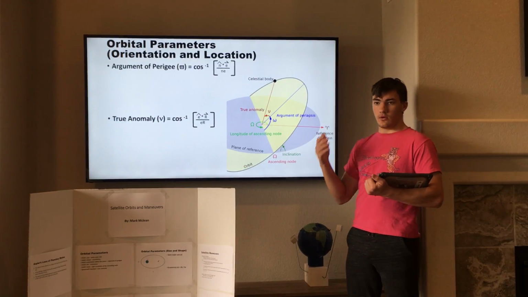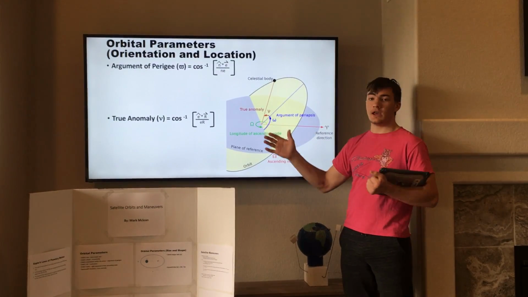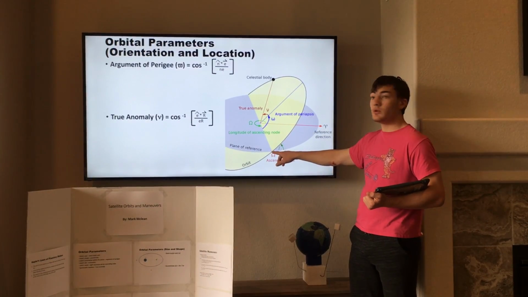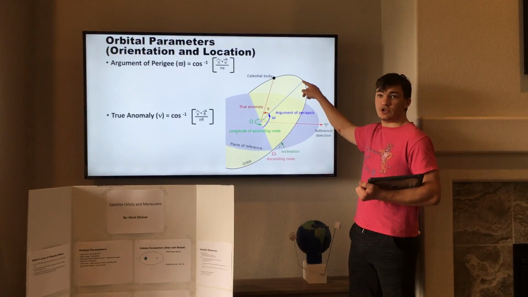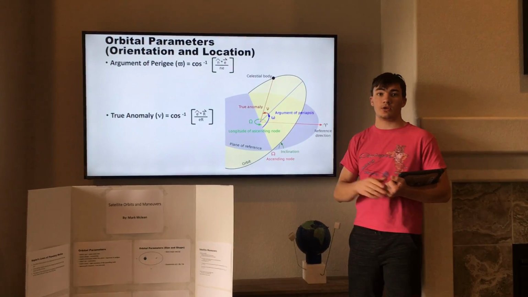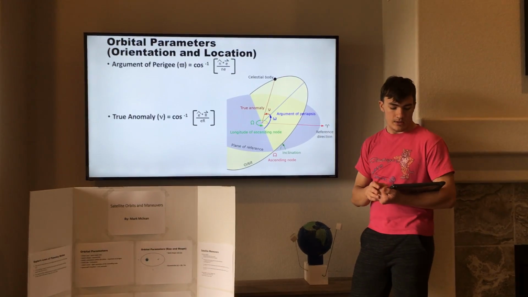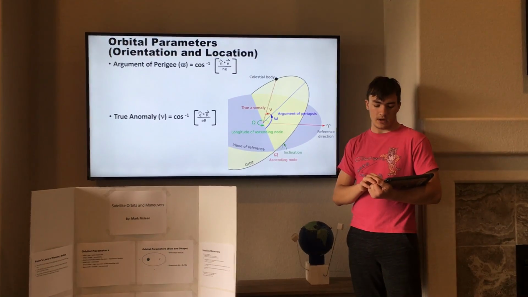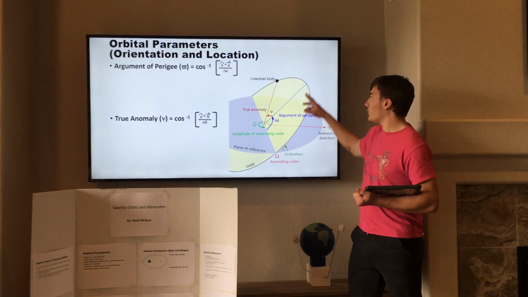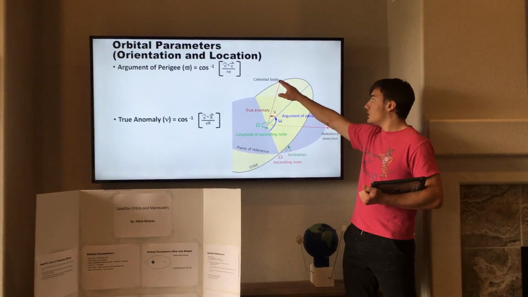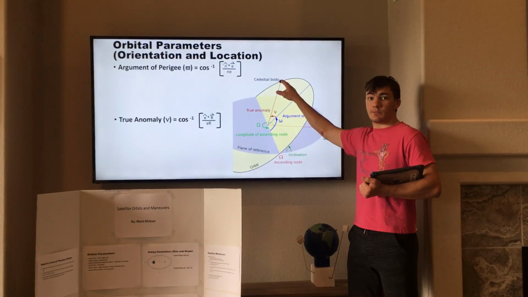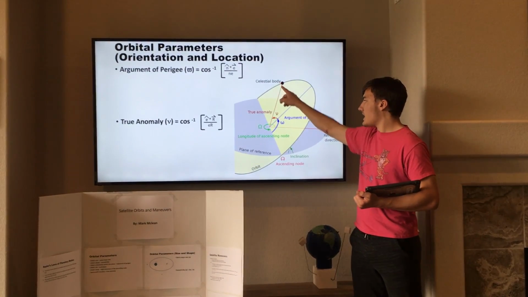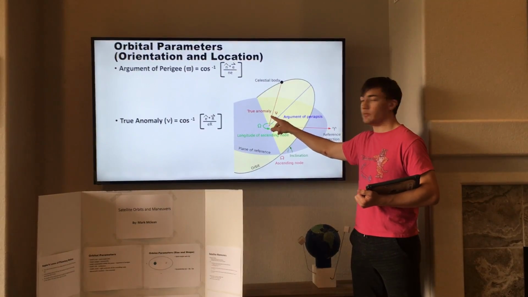The orbit's orientation is the argument of perigee, which is the angle from the ascending node to the perigee, which is the closest point to Earth in the orbit. The satellite's location in the orbit is the true anomaly, which is the angle from perigee to the satellite. In order to find that, you take the vector from perigee and the vector from the satellite, and it is the angle between those 2 vectors.